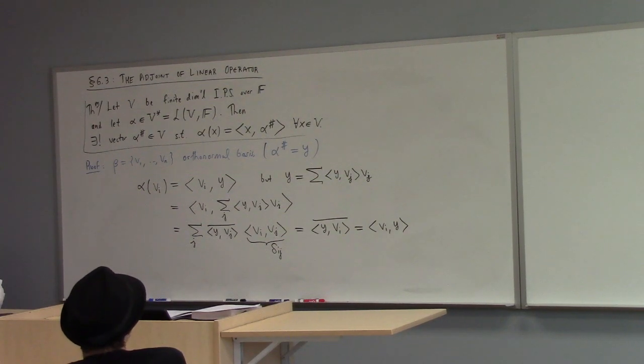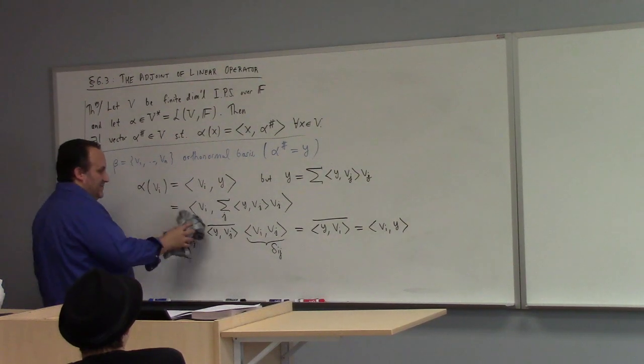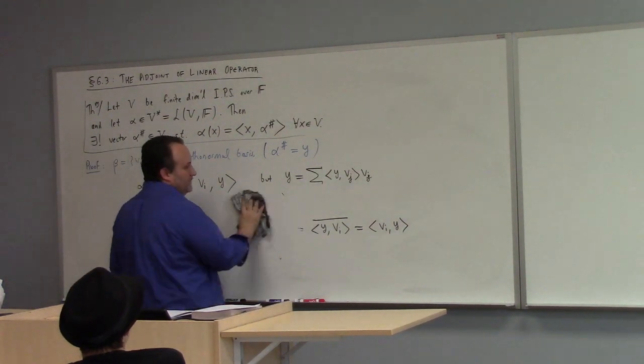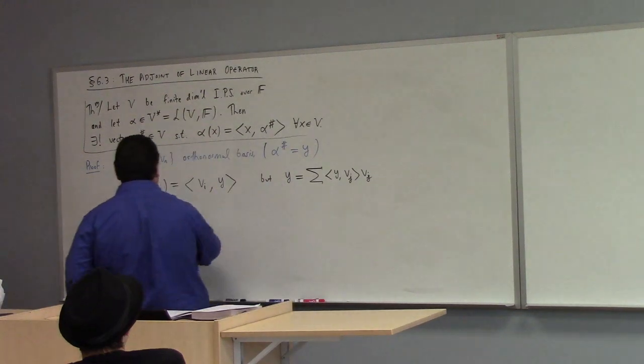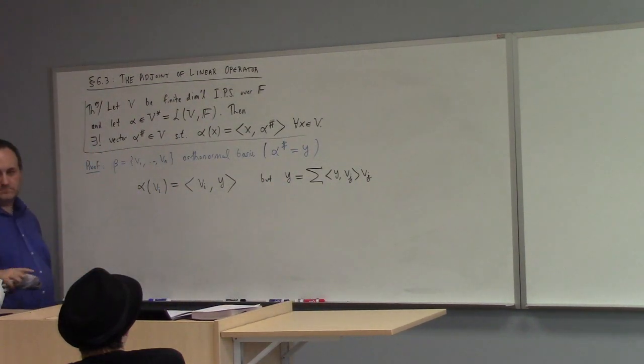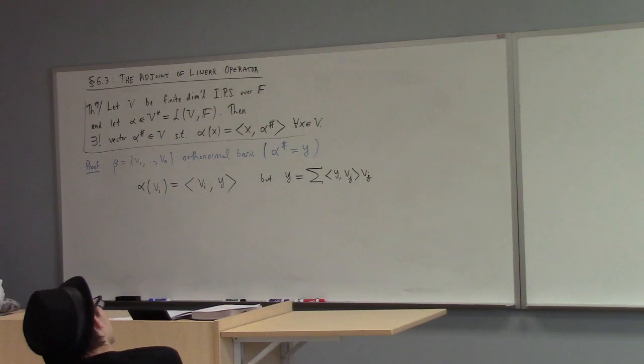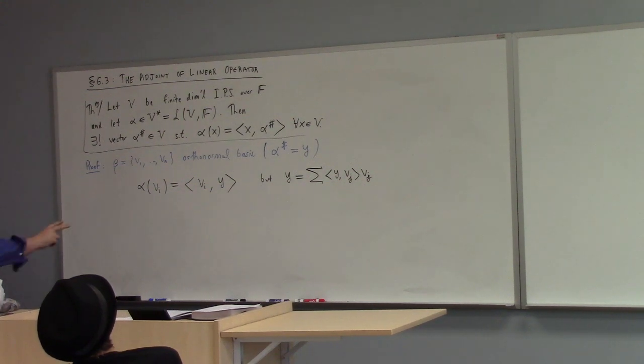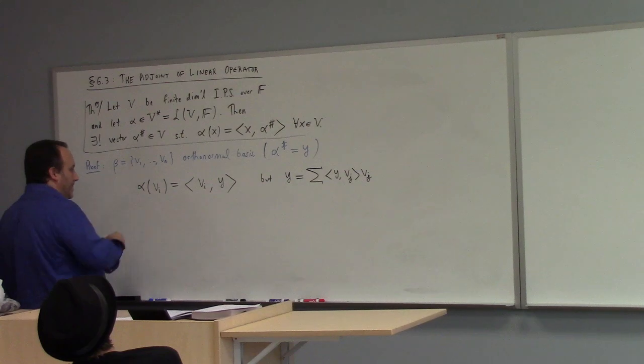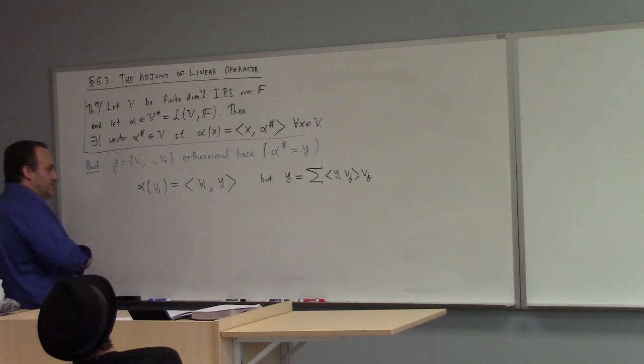Let's see here. So what should we do? How do we find this y then if this didn't work? Express alpha of vi as a sum? I suppose that's true.